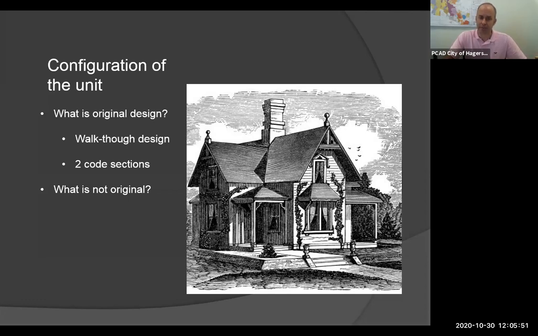So we have some exceptions there because Hagerstown being an older town, there may be situations where it was constructed that way, and that's the way that house has always been. So walking through a bedroom to get access to another bedroom or a bathroom may be permitted if it is original design. Now, how do we know if it's original design or if it's not original design?